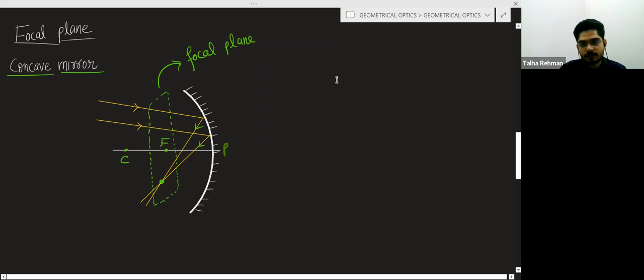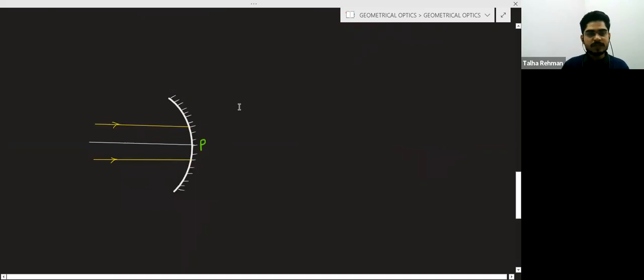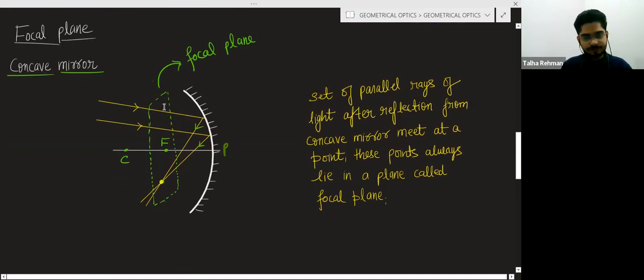So the definition of focal plane you can write: a set of parallel rays, two rays are there, after reflection from the concave mirror meet at a point. This is a point where the rays are meeting. These points always lie in a plane called the focal plane. Basically this plane is the focal plane. Now this is the focal plane we have defined for the concave mirror. Now we will define the focal plane for the convex mirror.